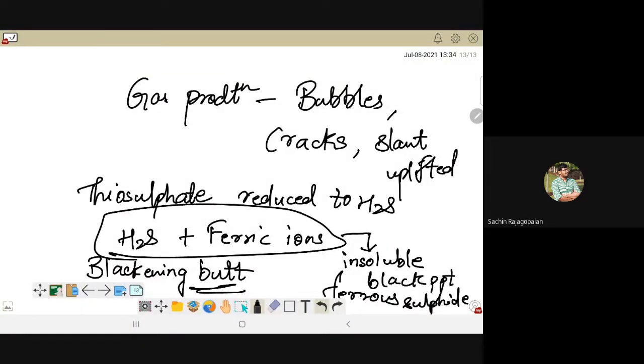Okay, so I will show you an image of how these different conditions look and how the original slant looks. The original slant is orangish in color. When you don't have any inoculum over it, it's orangish in color. So I'll show you how it looks. I'll cast my screen.